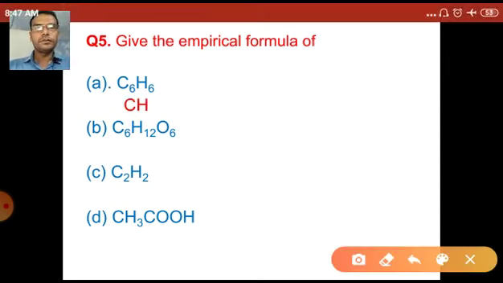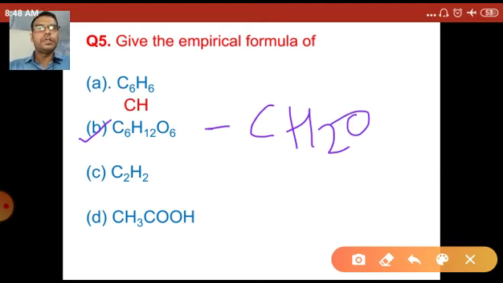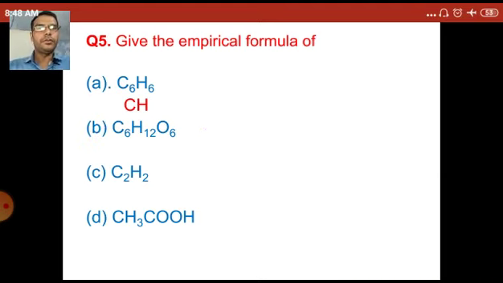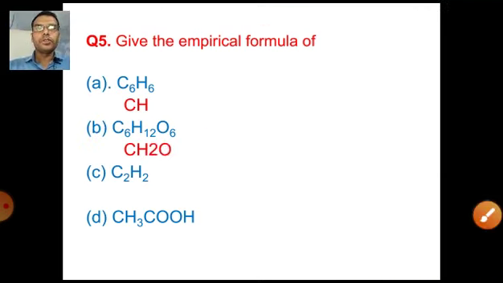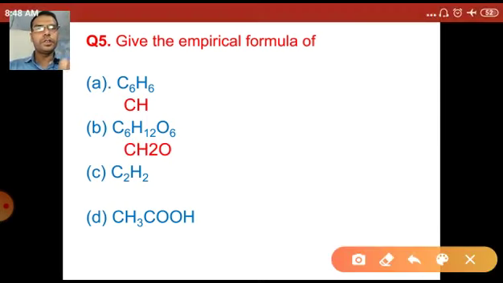Now next question, the empirical formula of C6H12O6. This is the molecular formula of glucose. So we simplify this molecular formula and we get the empirical formula. After simplification we get CH2O. This is the empirical formula of glucose. So the answer is CH2O.